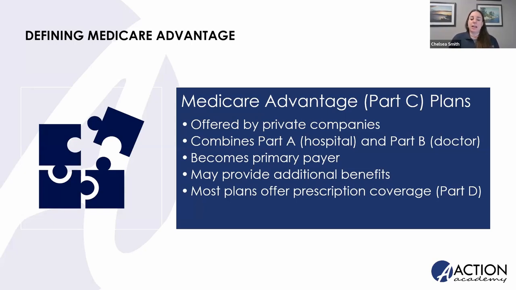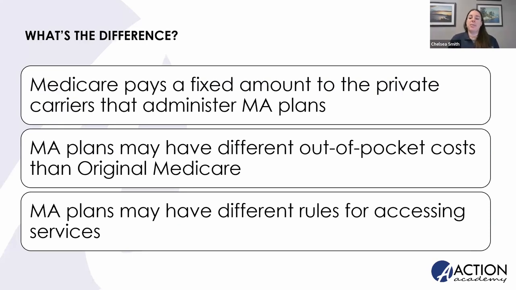In all cases, a prerequisite to enrolling in Medicare Advantage is the beneficiary has to already be enrolled in Parts A and B. You probably already knew that. And beneficiaries still have to pay their Part B premium or have it deducted from their Social Security benefits that they're receiving, even if they have Part C or a Med Advantage plan. It's important to note that Medicare Advantage plans are administered by private carriers and not by the government. Instead, the government pays a fixed amount to these plans to administer the benefits on behalf of the government.